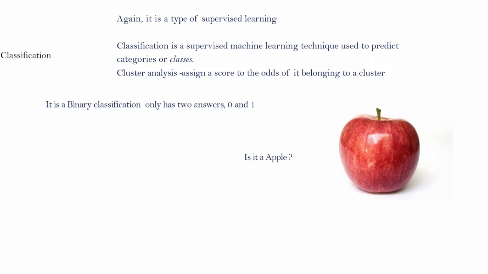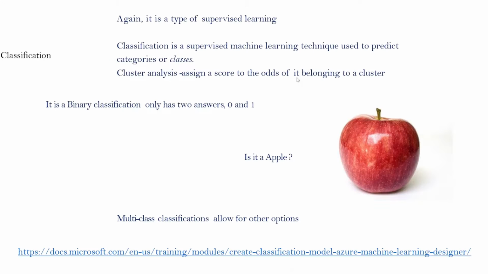So this kind of input data we give. Based on that, this classification model just says yes, it is an apple, or no, it's not an apple. So going back to the previous line, I believe now you will be able to understand. It's a cluster analysis that just assigns a score to the odds of it belonging to a cluster. So next, how can you build a classification model?